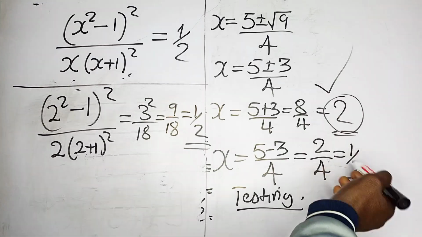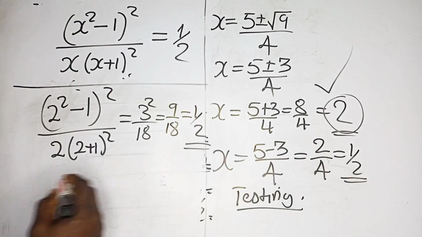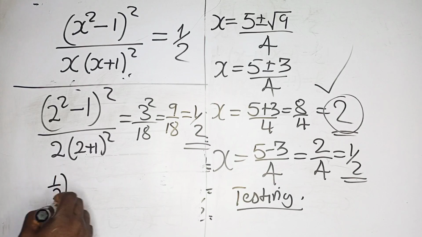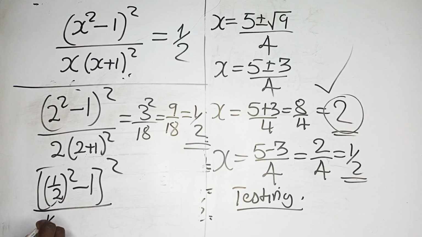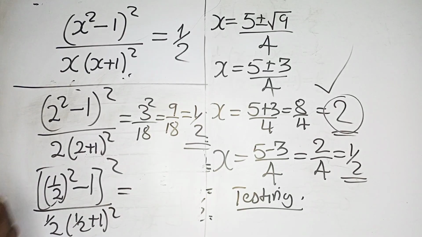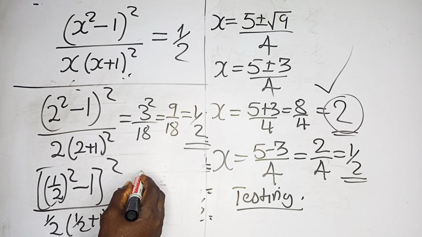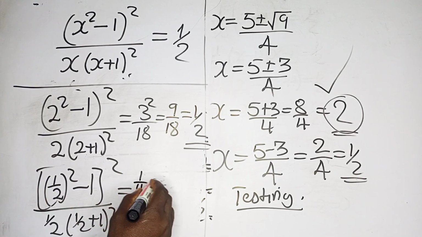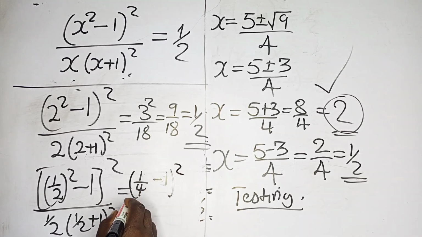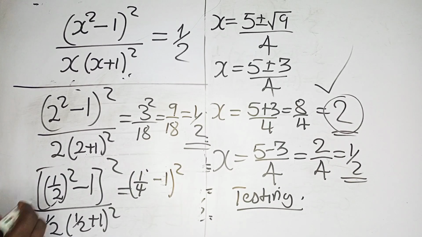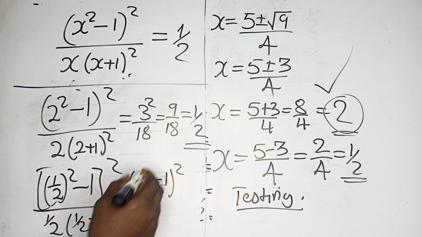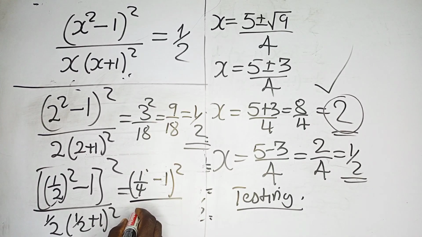We also test this one when x is a half. So wherever we see x, we put a half. Here we have a half squared minus 1, all of that squared, divided by a half into a half plus 1 squared. What do we get? A half squared, we square the numerator, 1, square the denominator, 4, minus 1, all of that squared. Pay attention. Yes, we have 1 all over 4 minus 1, all of that squared, divided by a half into a half plus 1.